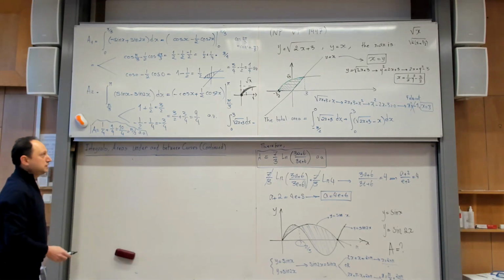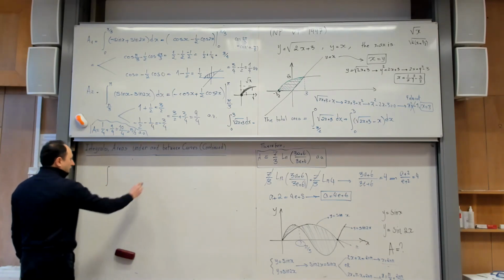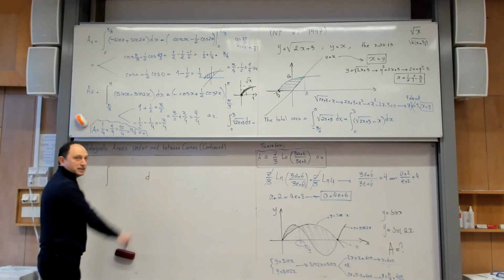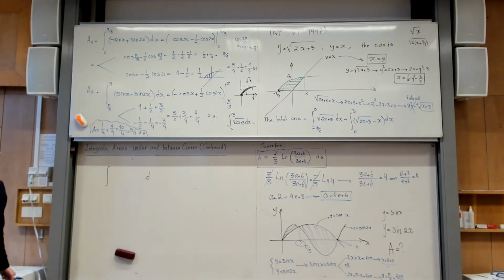Okay, so can you tell me what should I write? First of all, I write an integral. Can you tell me what I should write instead of dx? Now which one is my variable? Y is my variable. So I write dy.